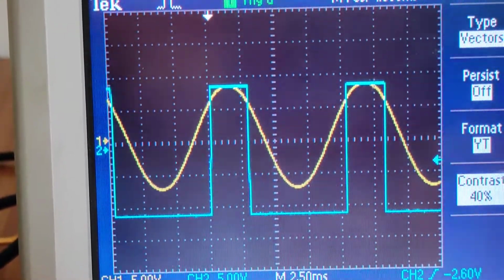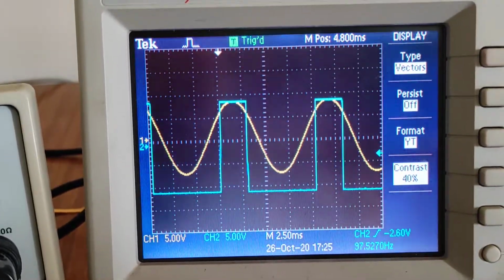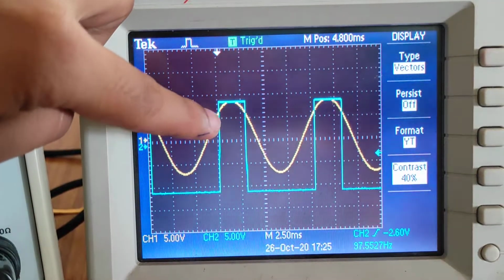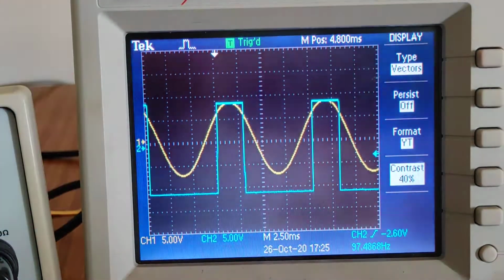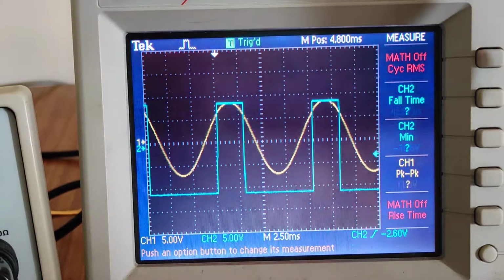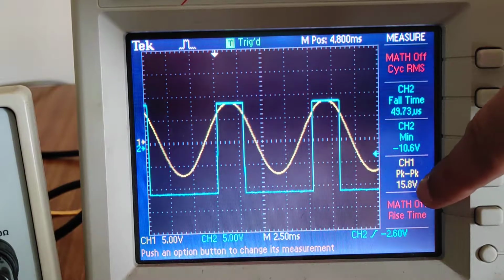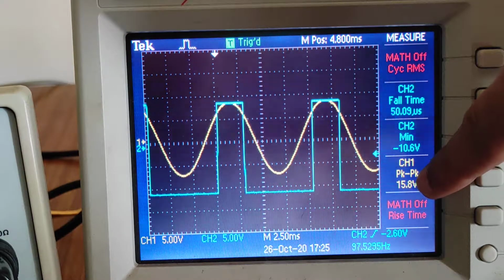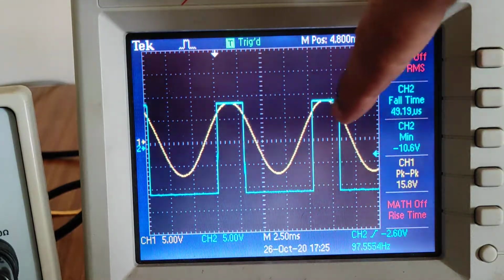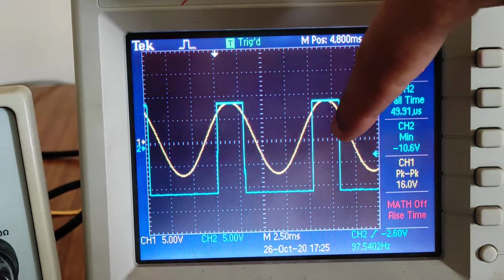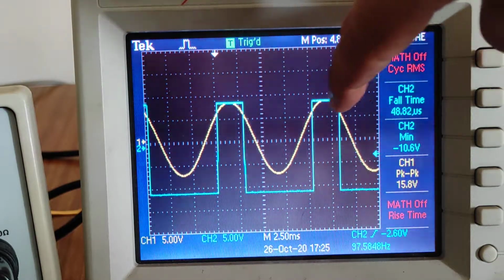Now this is your CRO or DSO where I am seeing the output. See, the output is crossing at 5 volt. If I measure the input, channel 1 is showing 15.8 peak to peak, means 7.5 volt sin omega t I have given. When it is crossing 5, then the output is setting to V set.